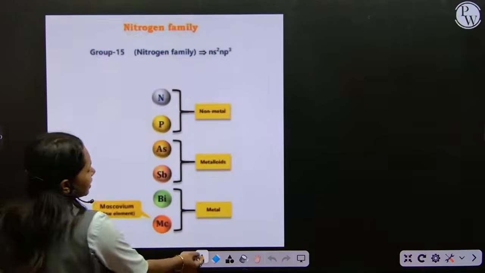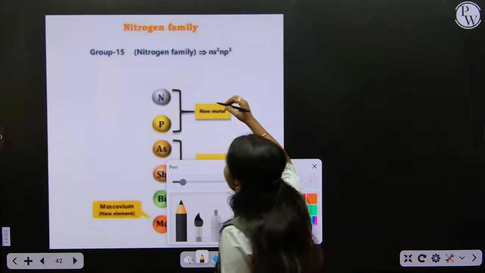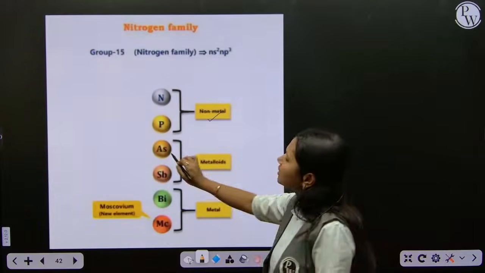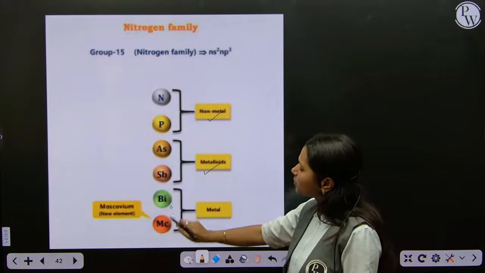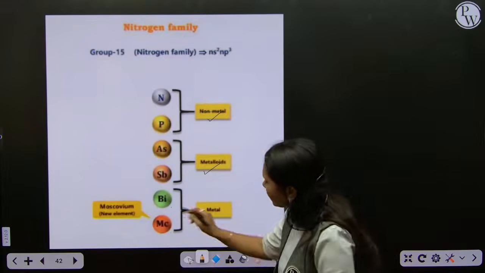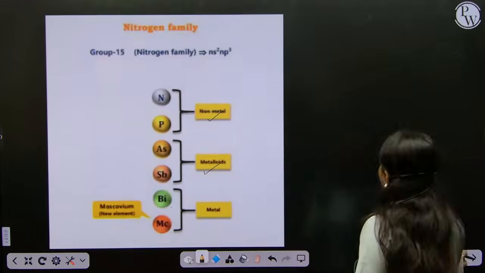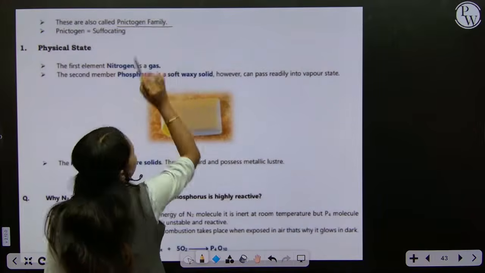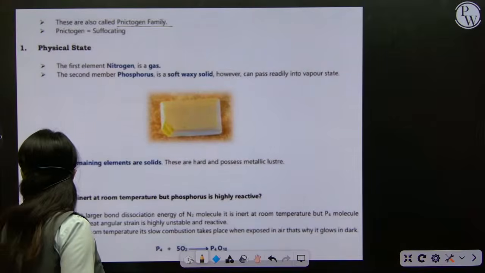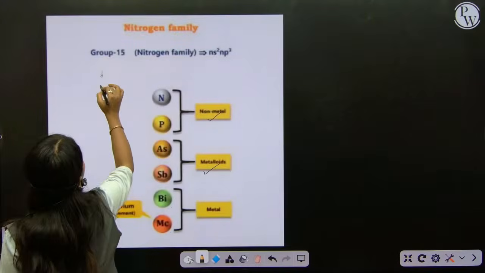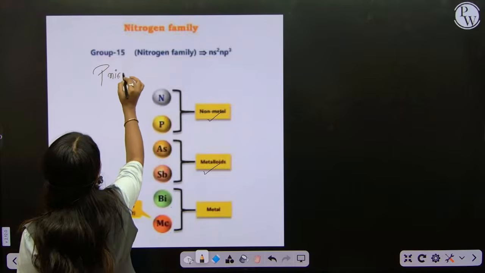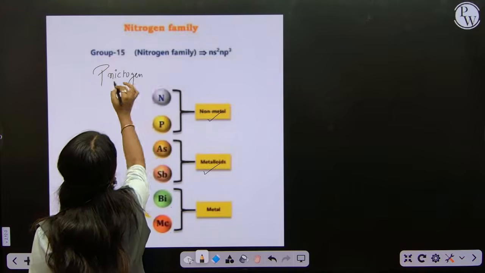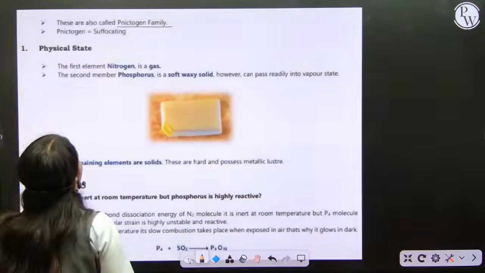Now, next is our nitrogen family. Nitrogen and phosphorus are non-metals, arsenic and antimony are metalloids, and bismuth is a metal. The nitrogen family is also called pnictogen.